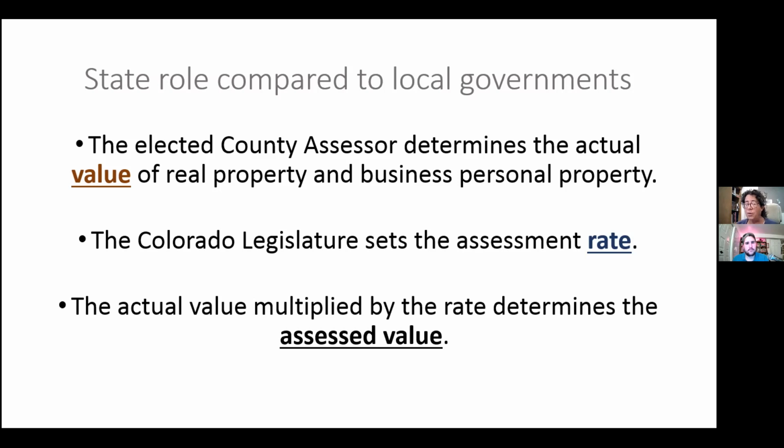They determine the value, but the state legislature sets the assessment rate. And we're going to give a better graphic on that in just a moment, because these are a lot of terms that people are not used to in their regular day-to-day life. That actual value that the assessor sent to you is then multiplied by the rate that the state assembly or the legislature set. And what that produces from that math equation is an assessed value.